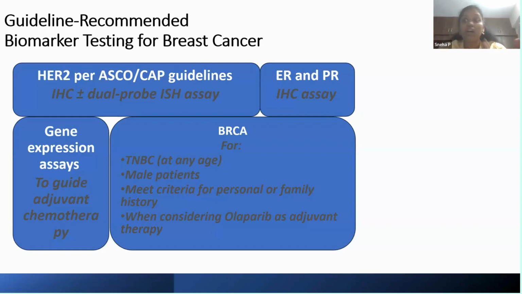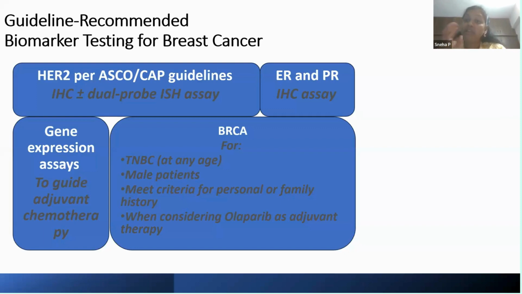In case HER2 comes negative, the next thing they have to do is ER and PR, the estrogen and progesterone receptors. Those receptors they will also check. Nowadays, they are doing all three together, ER, PR, and HER2, but ideally it should be done in a sequential way.